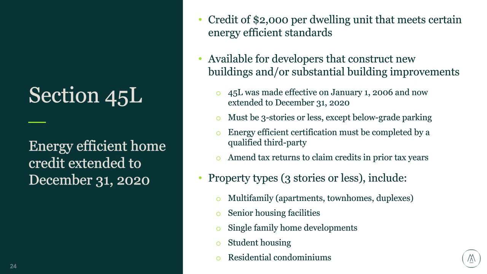So as an example, let's assume a taxpayer constructs a garden-style apartment complex or maybe a senior housing facility, and all the buildings on the property are 3 stories or less. If there's 100 total units in the apartment complex or the senior housing facility, the taxpayer hires a qualified third party to actually certify the energy efficiency of the buildings, and that 45L credit would be $200,000. The 100 total units in the facility, whether it's apartment or senior housing, doesn't matter. The 100 total units multiplied by the $2,000 credit per dwelling unit gets you that 45L credit of $200,000.